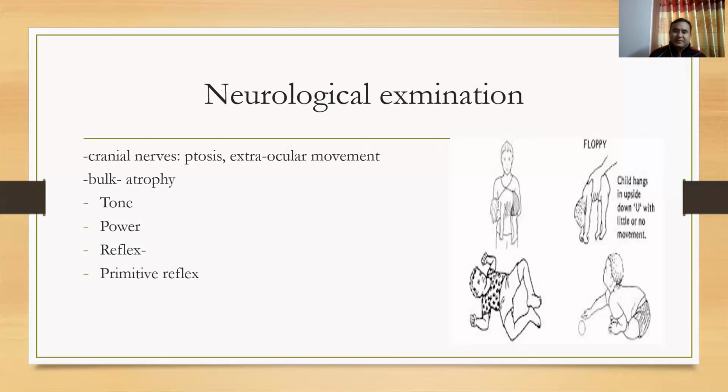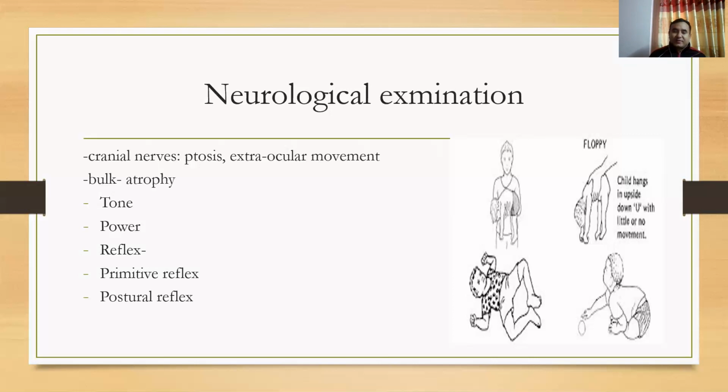Similarly, the primitive reflexes like Moro's reflex, rooting reflex, sucking reflex, and the palmar grasp are reflexes that can persist for a prolonged time if the patient has a central cause of hypotonia. If the child has, let's suppose, hypoxic ischemic encephalopathy, then the Moro's reflex can persist even after 3 to 4 months, because persistence of the primitive reflex usually suggests a central cause.